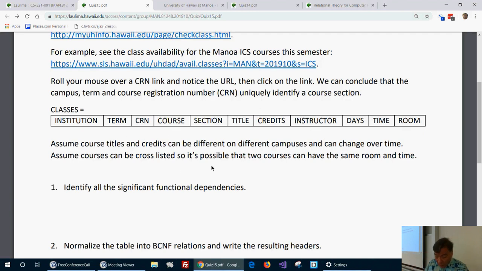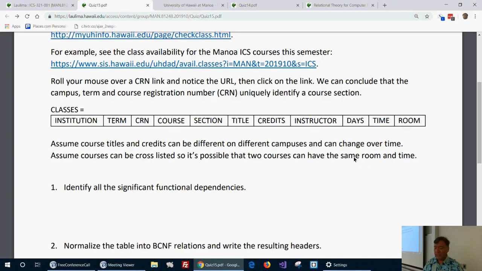But anyway, also courses can be cross-listed, so it's possible 2 courses can have the same room at the same time. They used to cross-list in math, in computer science and electrical engineering campuses that had both. They would cross-list like the logic design course, because both have to learn gates and flip-flops, and so it would have an EE course number, and it would have an ICS course number, and it'd meet in the same room, same time, the same instructor.